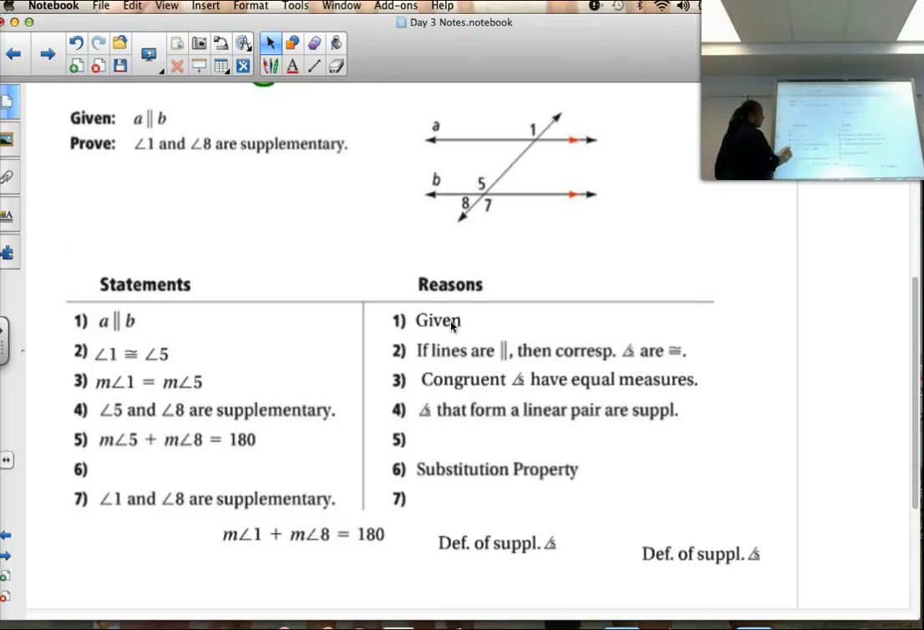Angle 5 and angle 8 are supplementary. We know that 5 and 8 are supplementary because what kind of pair of angles are they? Linear pair, thank you. So the nice person gave us that one. Now, if I say the measure of angle 5 plus the measure of angle 8 equals 180, why am I allowed to say that? Because they're supplementary. So that's our definition. By definition of supplementary, we know their measures add to 180.